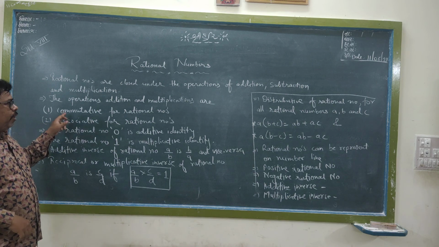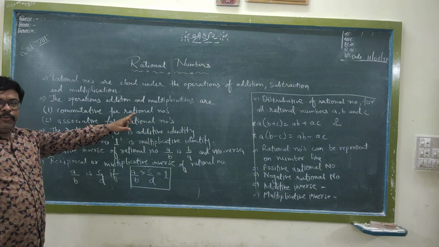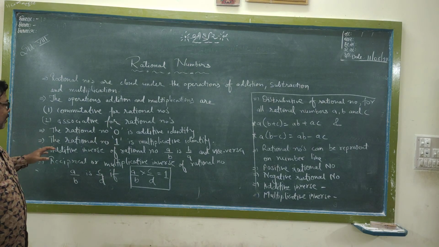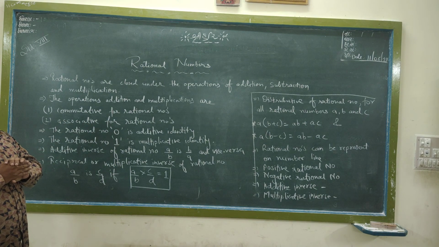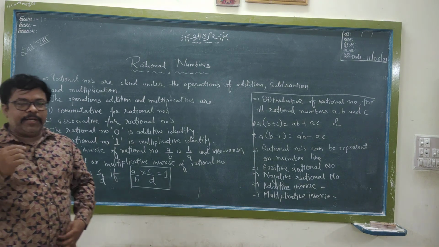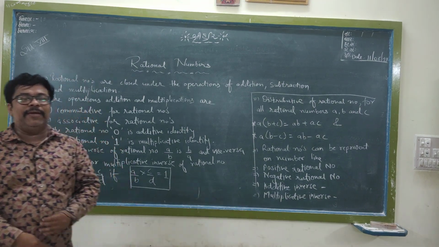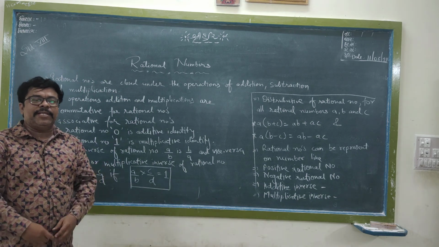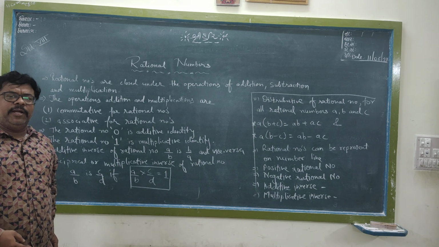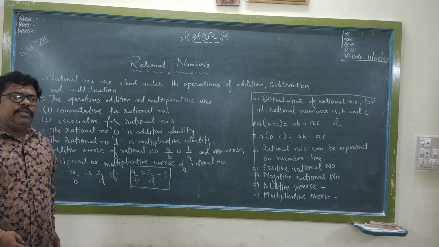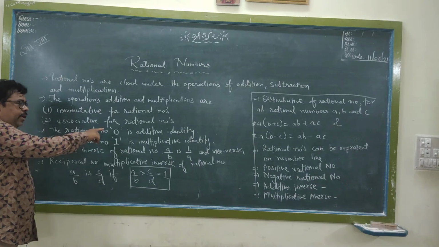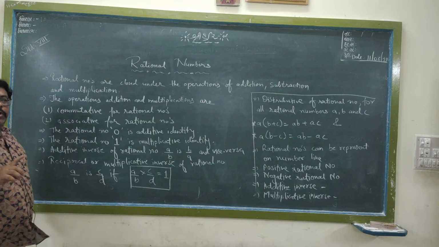Now for rational numbers we will use the commutative property, and the second one is the associative property. Next, the rational number 0 is called the additive identity. What is additive identity? It means whatever number you add to 0 remains the number itself. Suppose I add 1 plus 0, it will be 1. If I add 100 plus 0, it will be 100. If I add minus 20 plus 0, it will be minus 20 only.